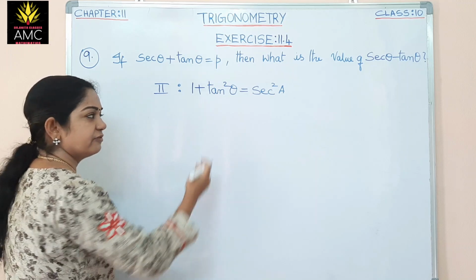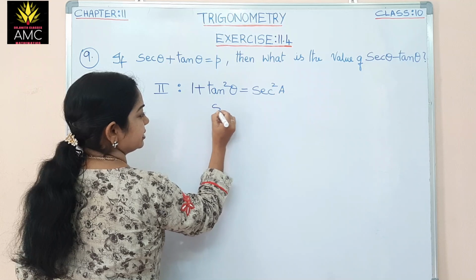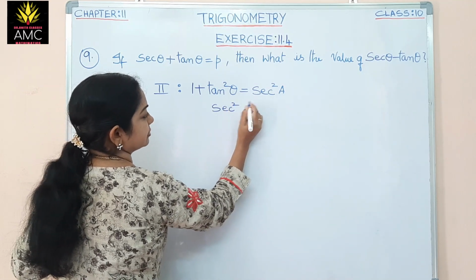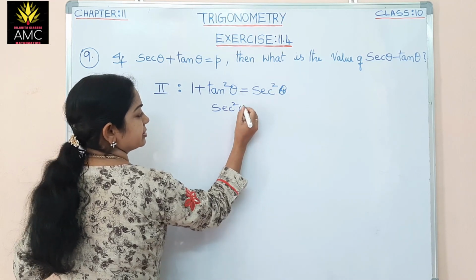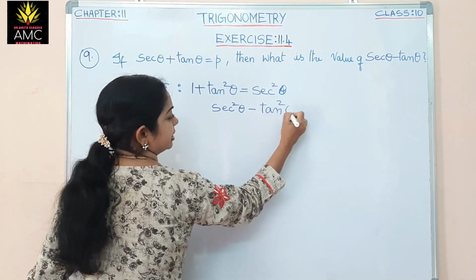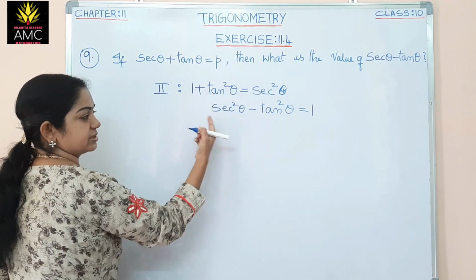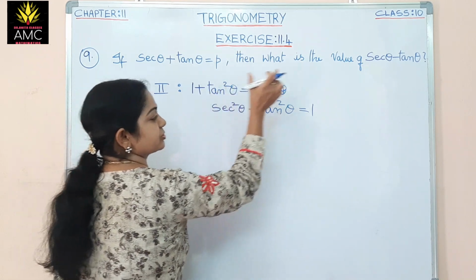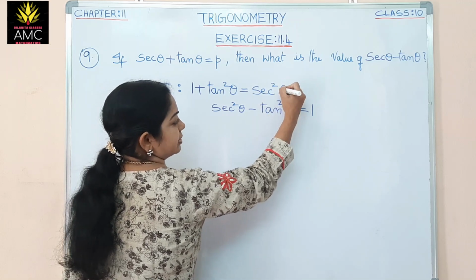Right. Now from this we can deduce two more equations, as I have told you. So from this I can also write, if you shift this tan square to the other side, secant square theta minus tan square theta is equal to the remaining 1, isn't it? From this we got secant square theta minus tan square theta, keep 1 as it is, shift this tan square to the other side. That becomes secant square minus tan square is equal to 1, isn't it?